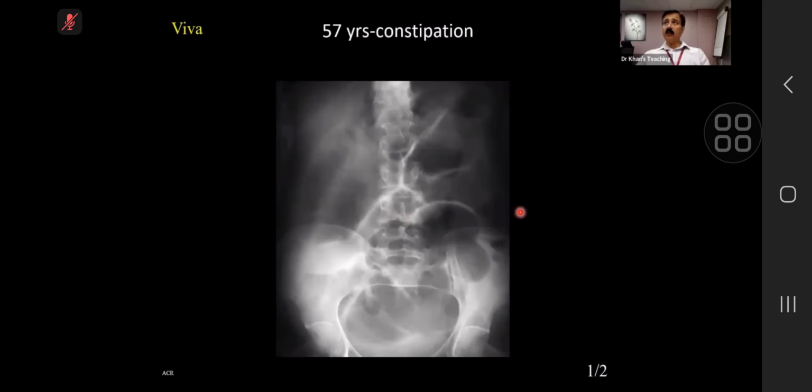Okay, candidate 3, your film. This patient is 57 with constipation. Can you tell me which loop of bowel is this? You know, anatomy-wise, small or large bowel?